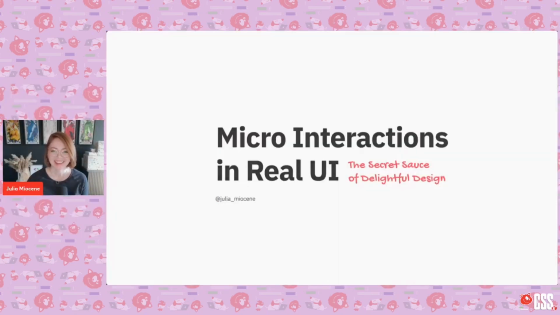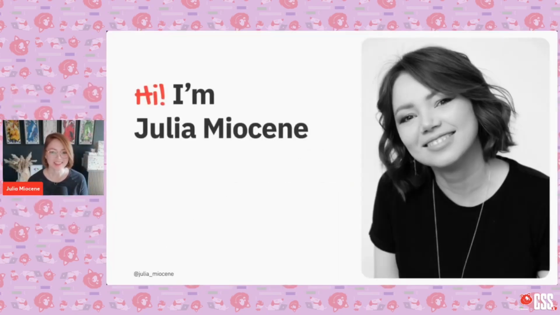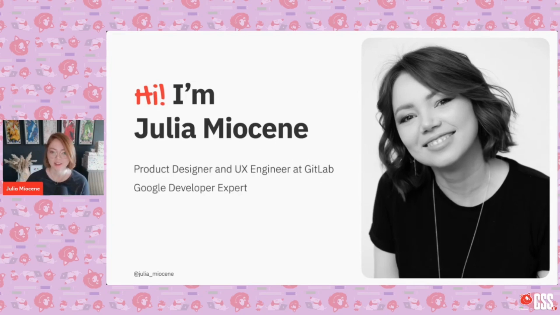Hey there. I'm Julia Miocene. I'm a product designer or UX engineer at GitLab. Also, I'm a Google Developer Expert on web, Women Techmakers ambassador, and most importantly, I'm a pure CSS artist and animator. And usually I speak about CSS art, how to create characters in 2D or 3D space, how to animate them, how to create a creature with a bunch of divs and CSS.